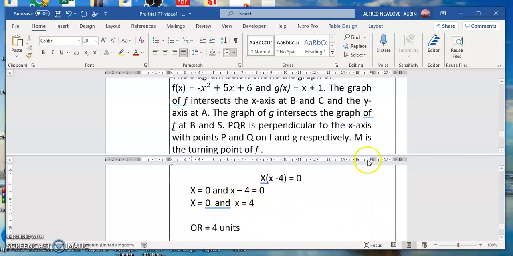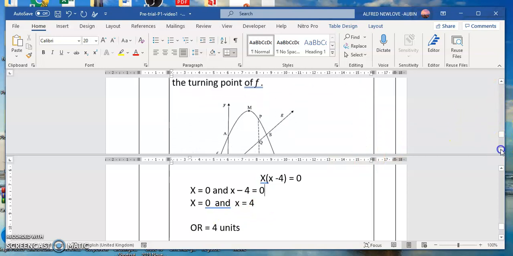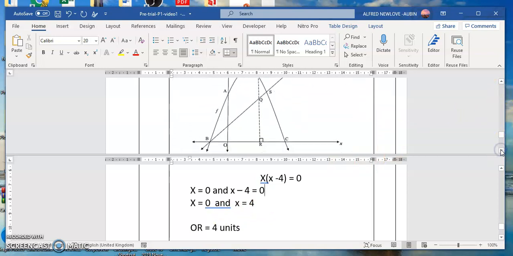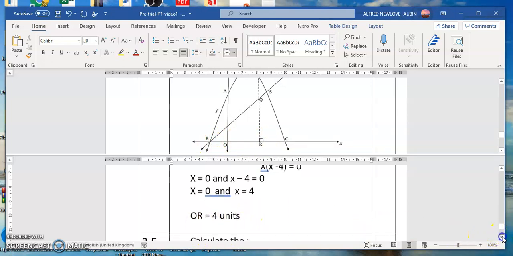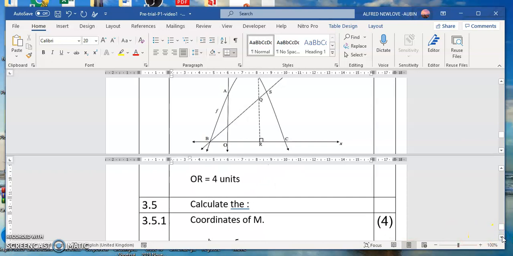Then you see that there are two values. Let's visit the graph. The first value for x is what? 0, and the second value for x is what? 4. So the distance from here to here is going to be 4. So OR is equal to 4. Let's move on to the next question.